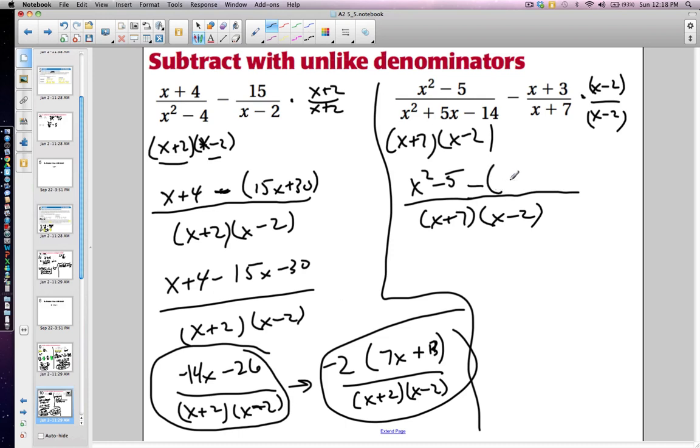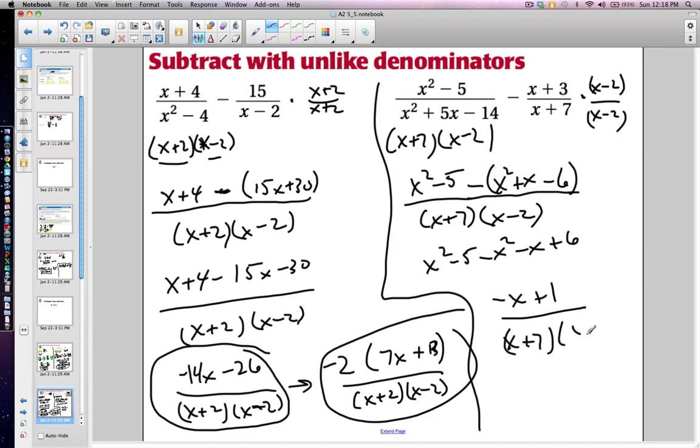So this will be minus, open parentheses, I'm going to have x squared, and I'll have minus 2x plus 3x, that's plus x, and plus 3 times negative 2 is minus 6. When I take the parentheses off, I'll have x squared minus 5 minus x squared minus x plus 6. So x squared minus x squared is nothing. I have a negative x minus x, and I have minus 5 plus 6, that's plus 1, over x plus 7 times x minus 2.